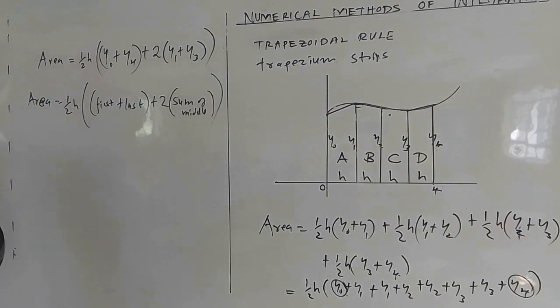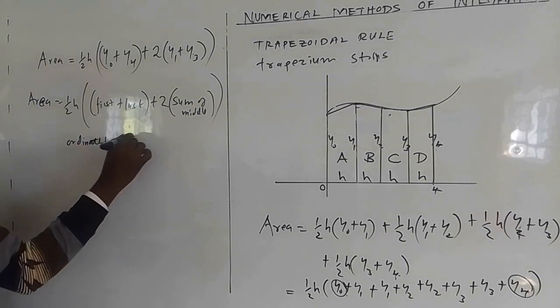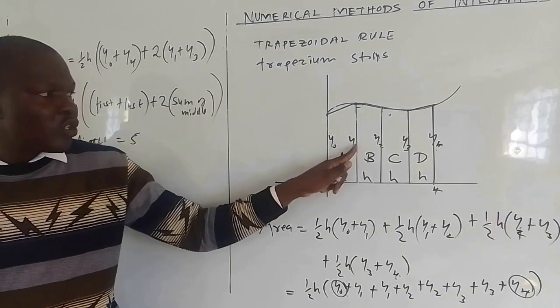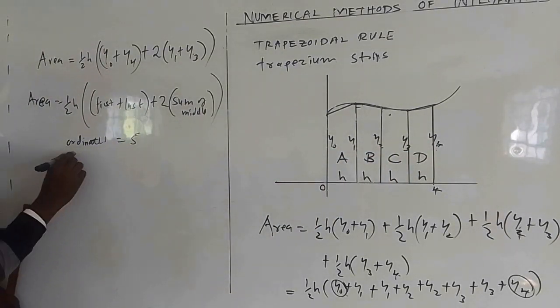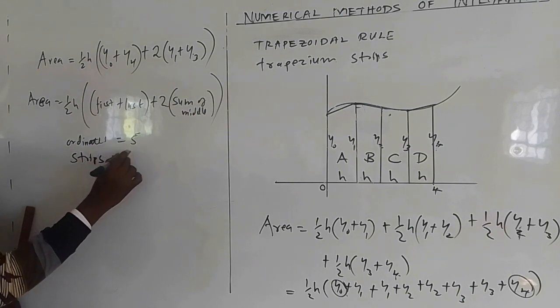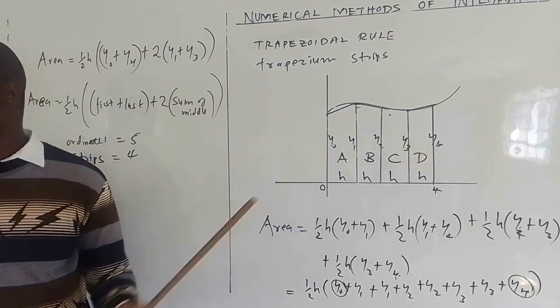You can deduce from the trapezoidal rule the number of ordinates. Tell me the number of ordinates here. The number of ordinates are 5 because 1, 2, 3, 4, 5. How many strips, how many parts do we have there? 4 parts. Strip A, B, C, D, 4 parts.